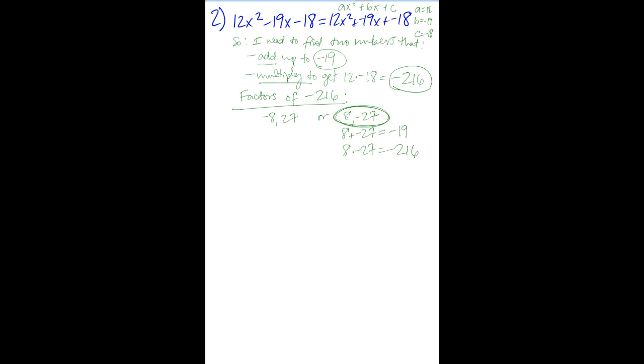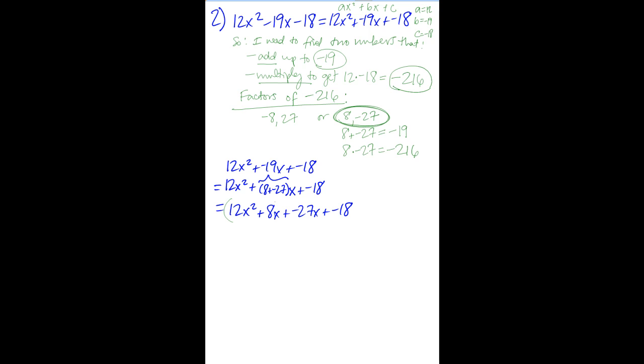Once I've figured that out, even though this is a pretty big problem, I can go ahead and do it because I know that I have 12x squared plus -19x plus negative 18, and then I can take this negative 19x and rewrite it as a sum. I can break this into 8 plus negative 27 times x. And once I've done that, I have 12x squared plus 8x plus negative 27x plus negative 18. Now I can go ahead and do factoring by grouping.